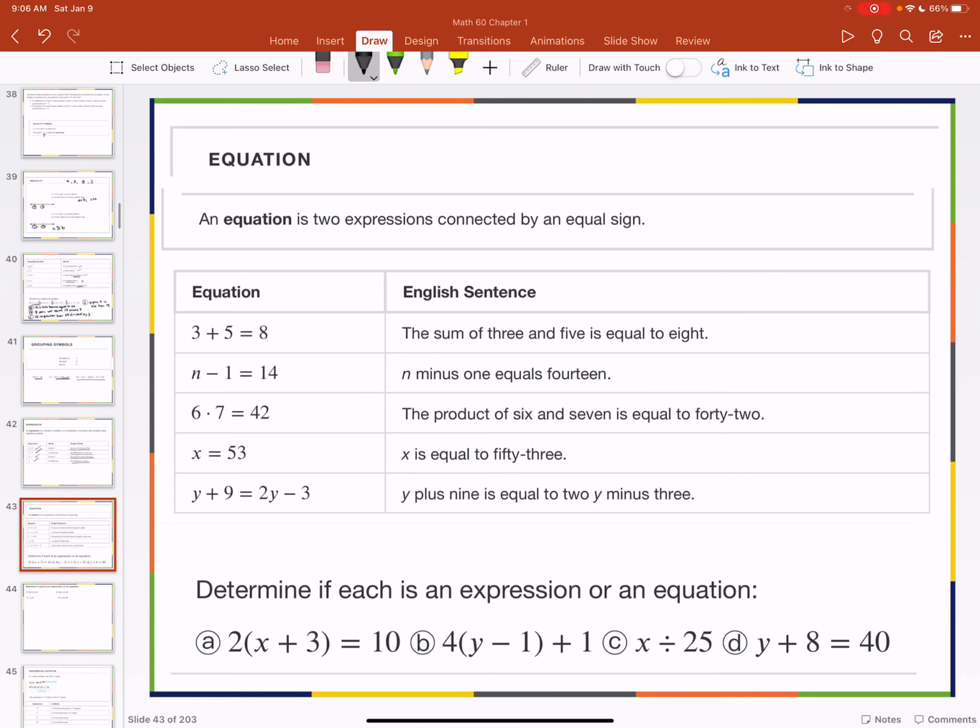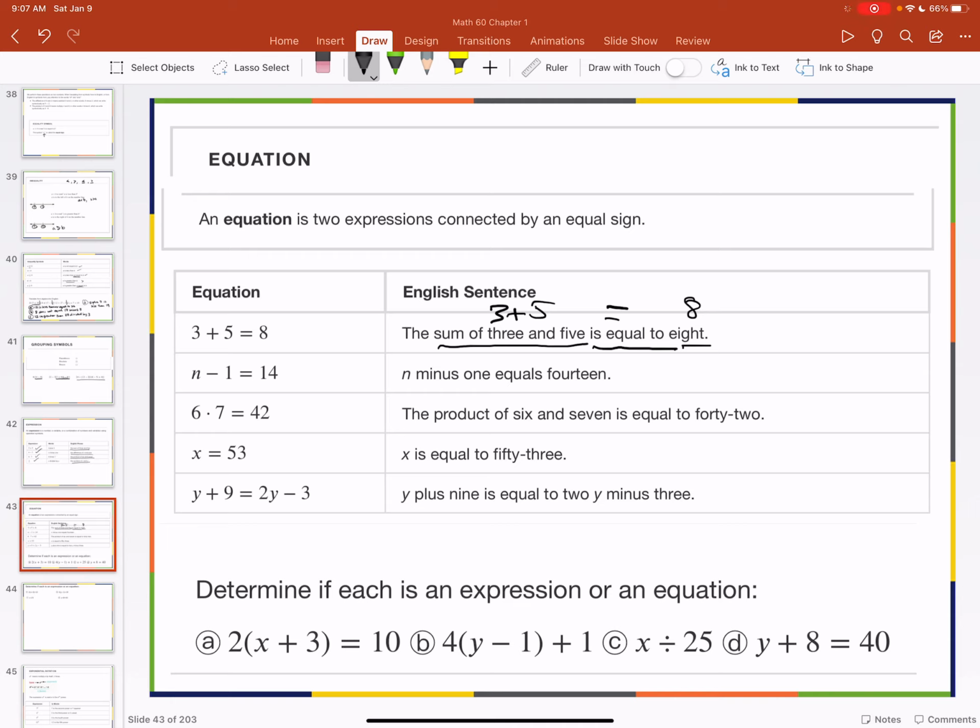Now, an equation is basically two expressions where an equal sign connects the two expressions, okay? So how we would say this: we have 3 plus 5 is equal to 8 in words, but the sentence would be the sum of 3 and 5 is equal to 8, right? So the sum of 3 and 5, that's 3 plus 5 here, is equal to, that's the equal sign, and then 8 is over here, okay?